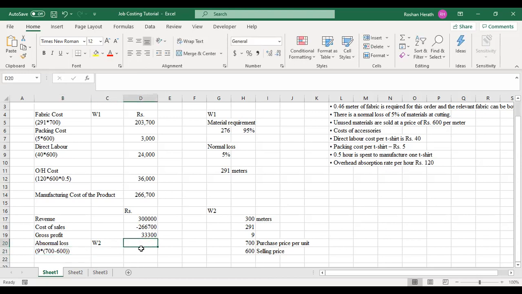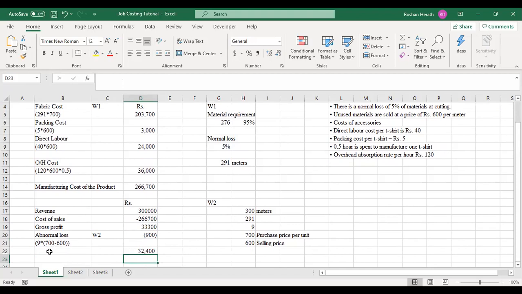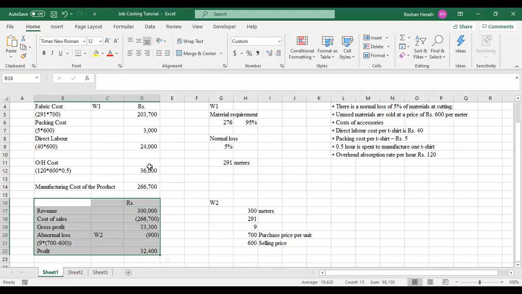So if you take that, it's going to be 9 into 100. So there is a loss of 900 rupees, and it's an abnormal kind of loss. And once you consider that, only then can you arrive at the profit, and that's going to be 32,400. The profit or loss. So here you have found that there's a profit on the job. So the job has managed to produce a profit. Okay, so this is how we do.